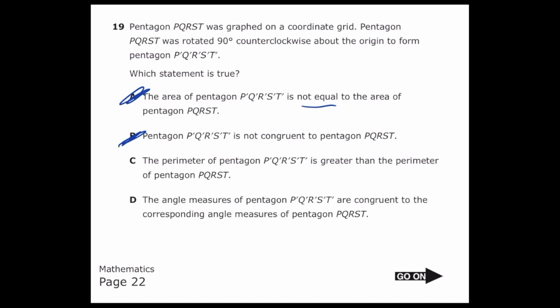And letter D says the angle measures of pentagon P'Q'R'S'T' are congruent to the corresponding angle measures of pentagon PQRST, and that is true because all the angles are still the same, so our correct answer is letter D.